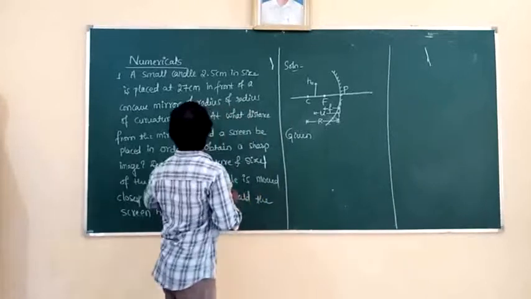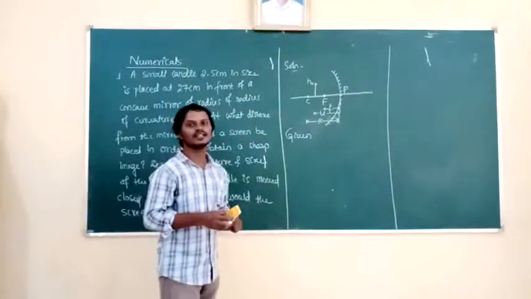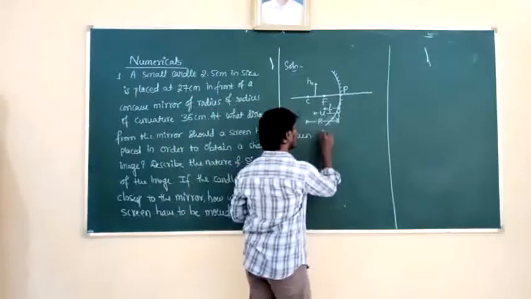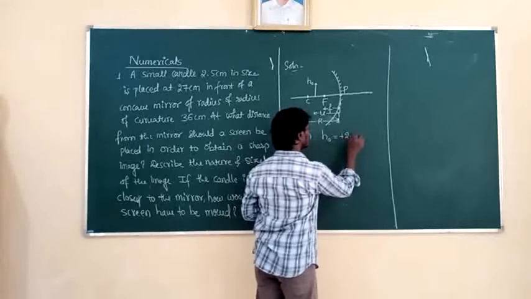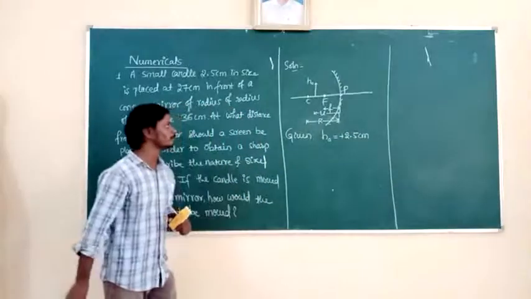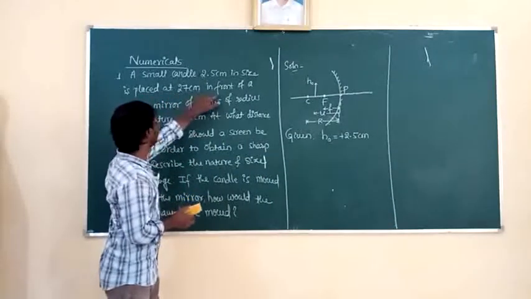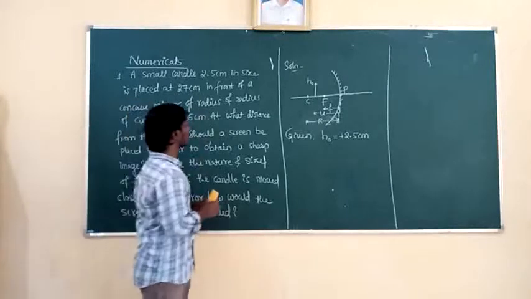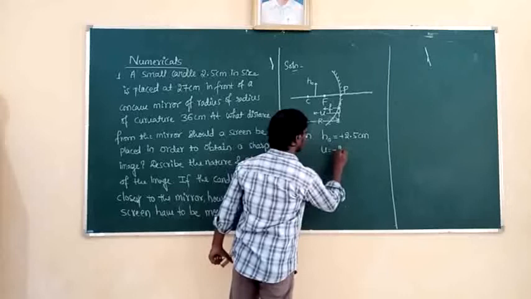So what is given? A small candle 2.5 centimeter in size, which means the height of the object is given, that is plus 2.5 centimeter. Then it is placed at 27 centimeter in front of a concave mirror. What is the object distance given here? It is minus 27 centimeter.